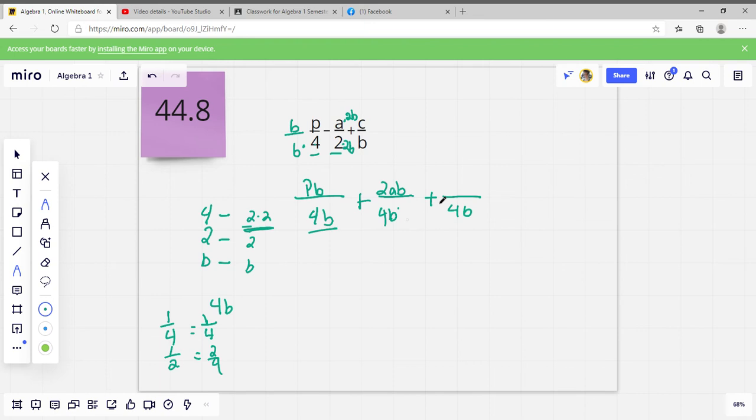And then this last one, 4b, I just multiplied it times 4. 4 times b would make 4b, so I got to multiply the top, so that would be 4c. All right, and I've got 4b as my new bottom, and that would be pb plus 2ab plus 4c. And that's the answer to that one.